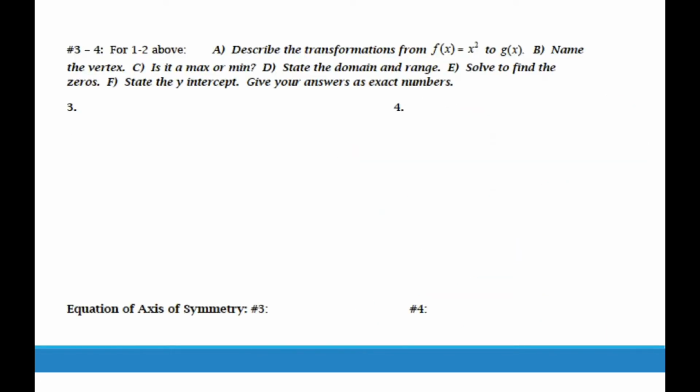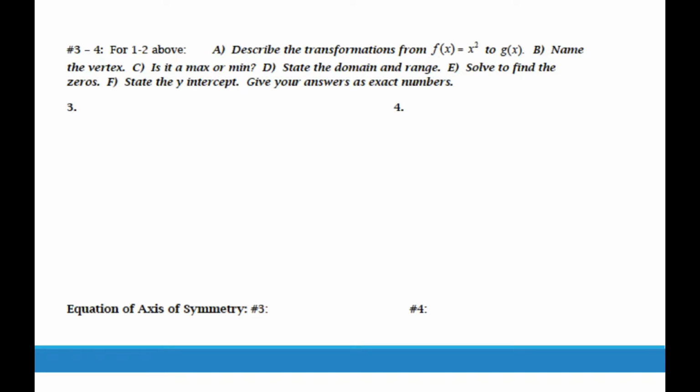Okay, so what we're going to be doing today is looking at the different characteristics of a graph and finding out some things about the graphs. We're going to start with your problems 1 and 2 in the warm-up. We're going to use those equations, and we're going to do these different things.